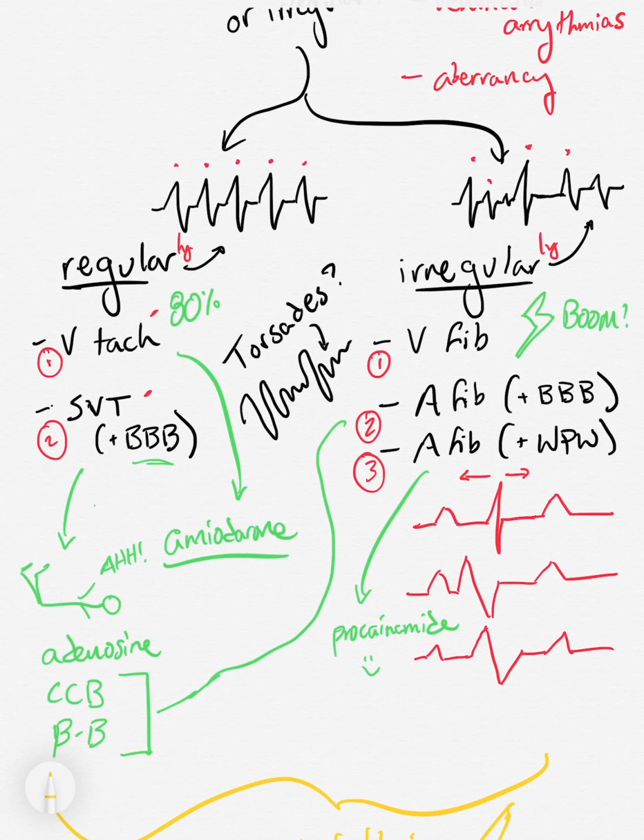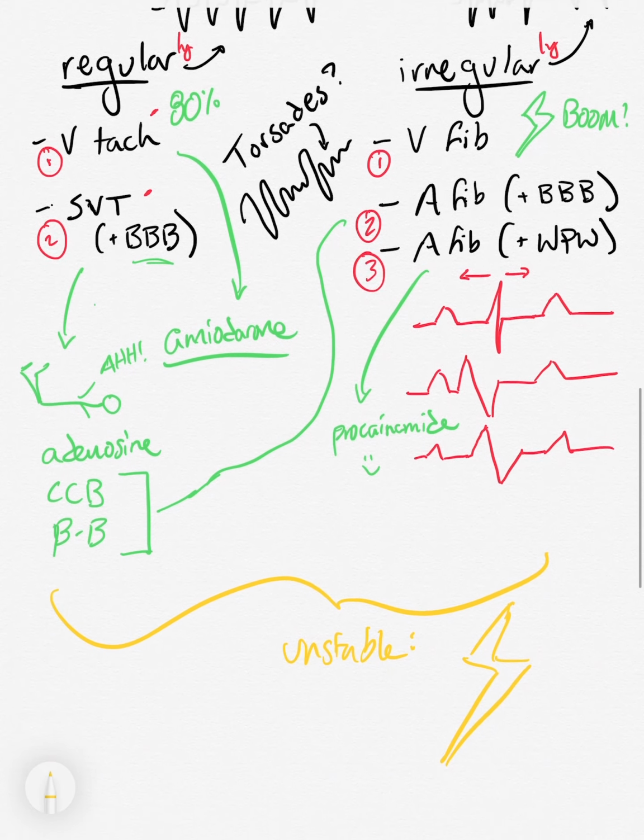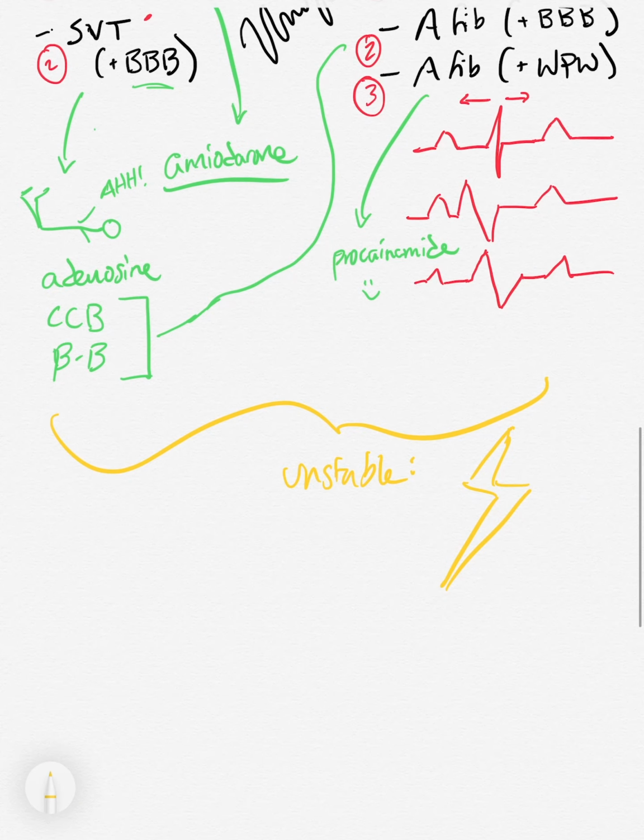If I have a regularly spaced ventricular tachycardia, consider VTAC as your top option and treat it with amiodarone if stable, shock if unstable. SVT, make sure that you have the patient in the correct position, and then consider adenosine, calcium channel blockers, or beta blockers, shock if unstable. VFib, shock. AFib with a bundle branch block, consider calcium channel blockers, beta blockers. AFib with WPW, procainamide.